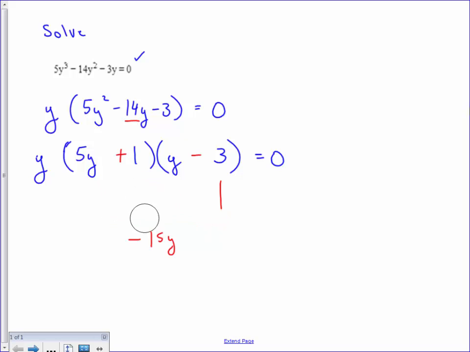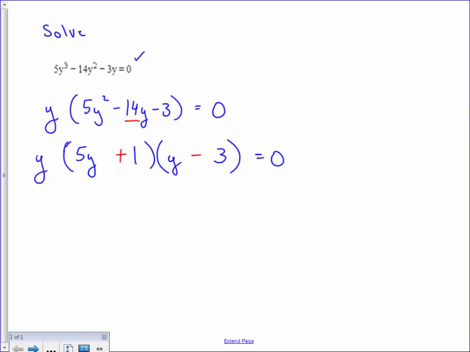The last thing to check before going on in your factorization, just make sure that these two multiply to the 5y squared, which they do, and that these two multiply to the negative 3, which they do. So I'm confident that my factorization is correct.